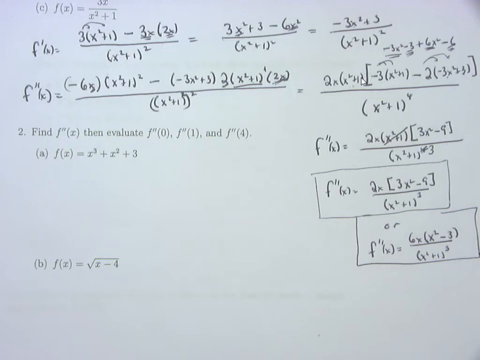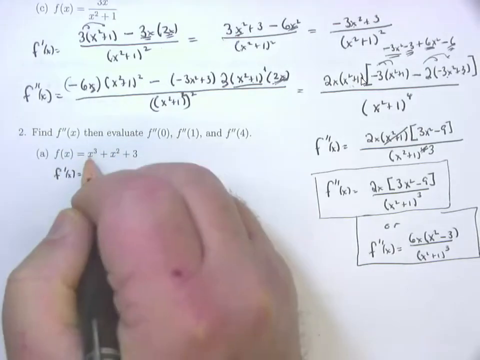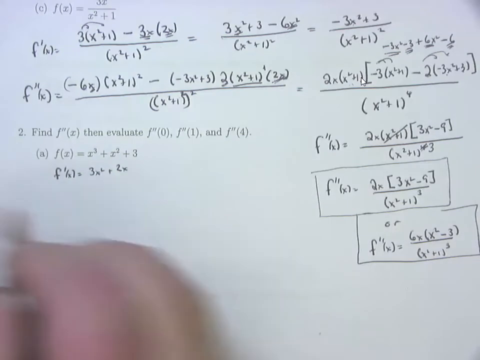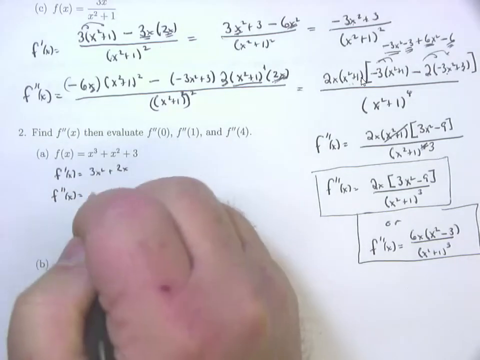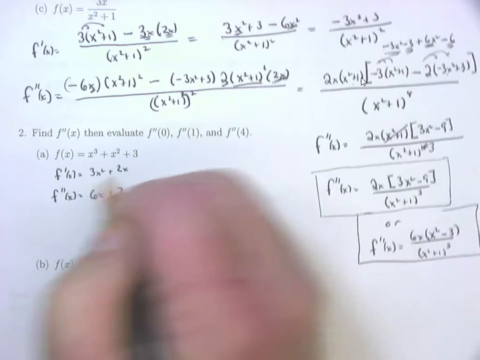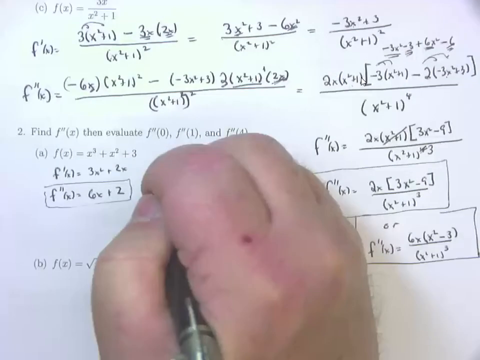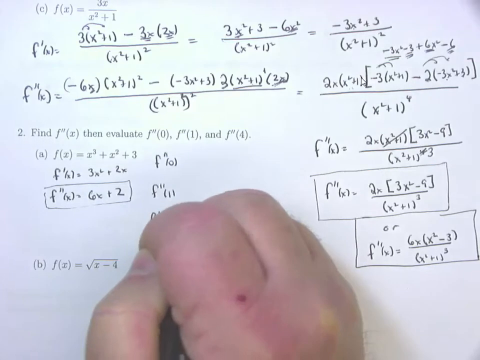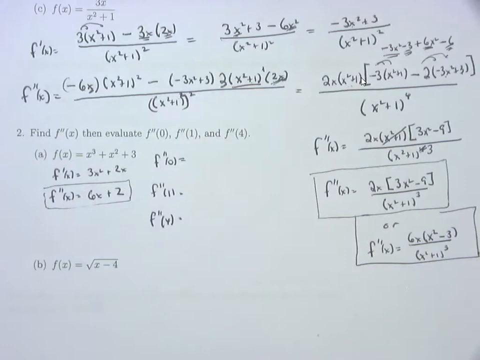Okay? So, first thing I've got to do is get my second derivative. Well, derivative of x cubed is 3x squared, plus derivative of x squared is 2x, and derivative of 3 is 0. There's my first derivative. So my second derivative is going to be, well, derivative of 3x squared is 6x, plus derivative of 2x is 2. This is my second derivative. Now, here we go. We've got to find f double prime of 0, f double prime of 1, and f double prime of 4. According to the functional notation, what am I going to do? I'm going to plug these numbers into my second derivative.